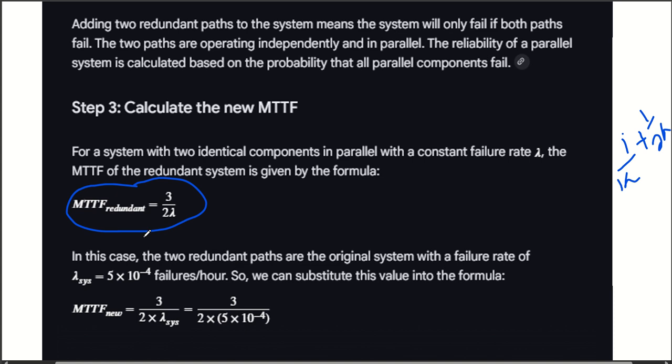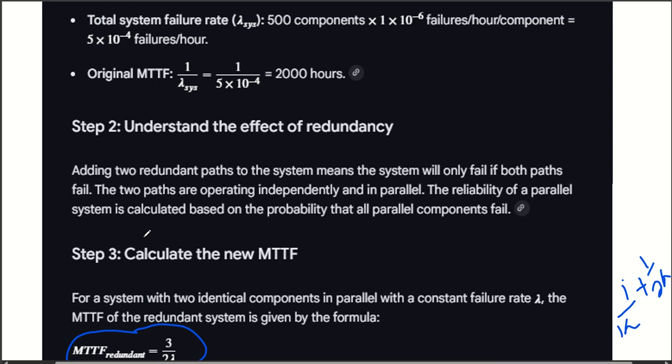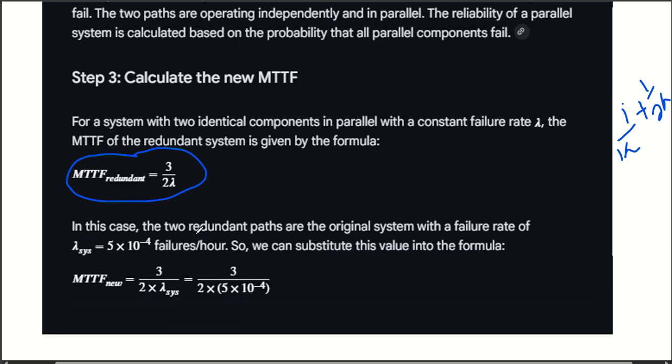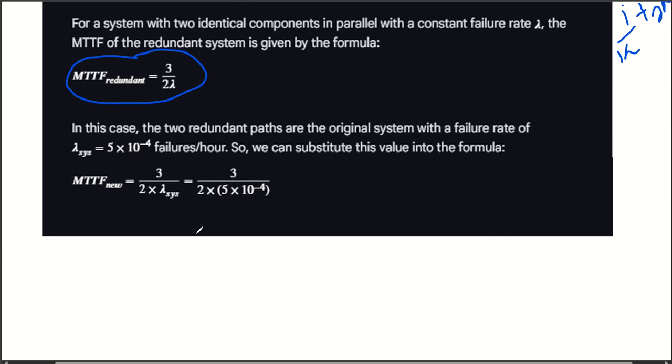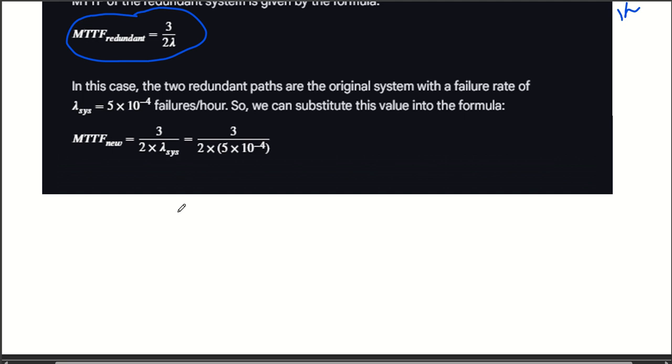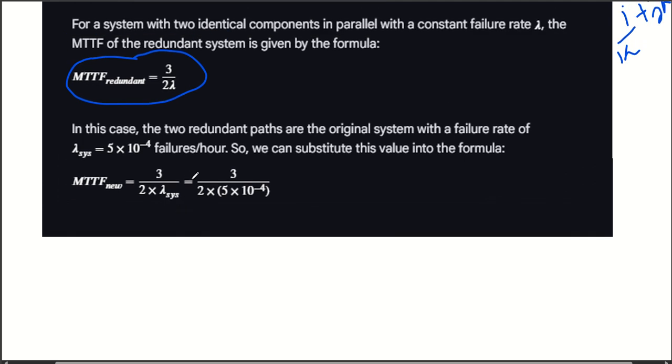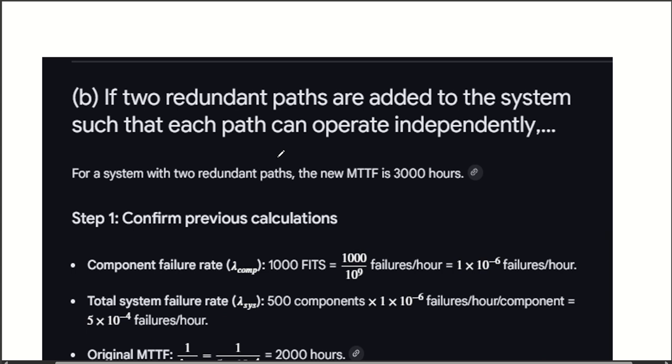Okay, now once you realize that that will be your MTTF of the new system, you already know that the lambda of the system has been evaluated as what? As 5 by 10 exponent minus 4. So substituting into the formula will give you 3 over 2 multiplying 5 by 10 exponent minus 4, right? And that results in your final answer. So you realize that your new MTTF will be around 3,000 hours.